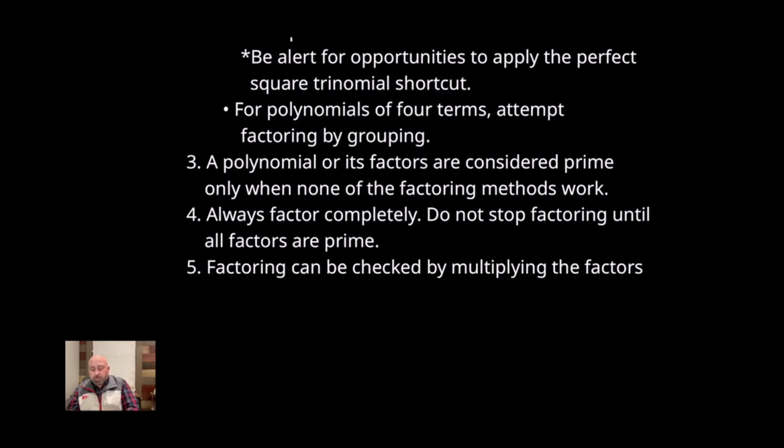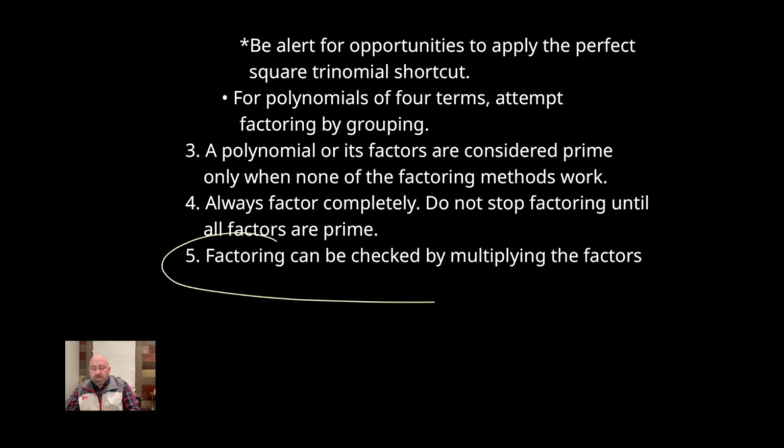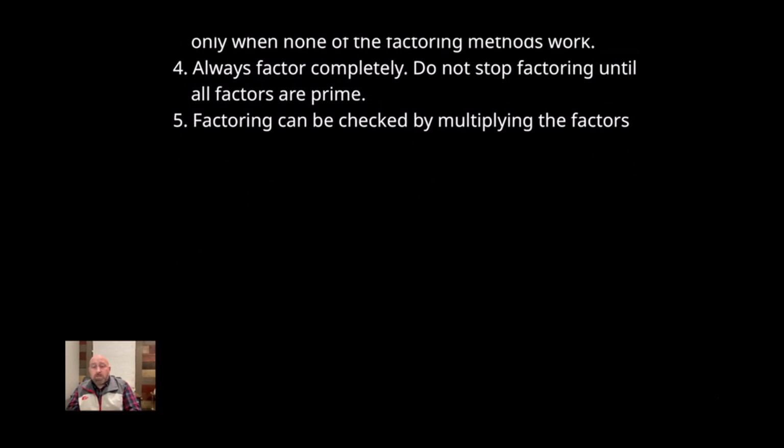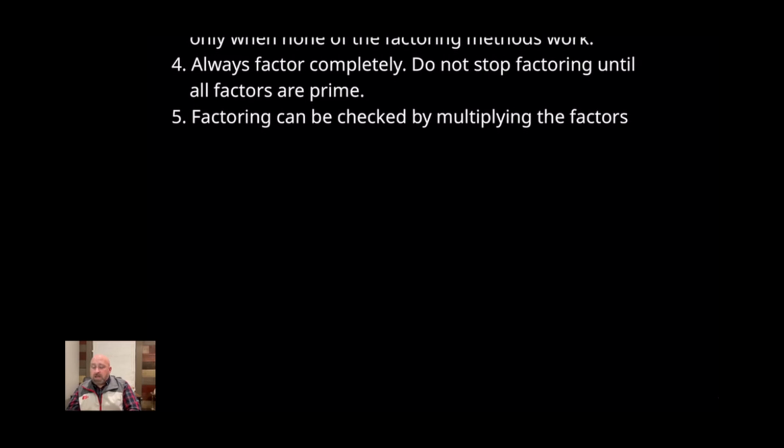And then the last one is how to check it. Factoring can be checked by multiplying the factors together, by foiling, by distributing, by doing whatever you need to do there. All right. So those are the strategies that we're going to use. Make sure that you write those down in your notebook and you take the time. Those are on page 245 as well. All right.